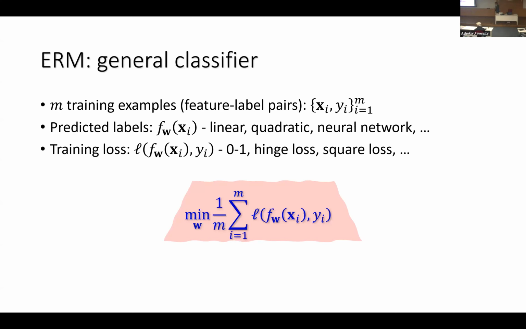And the training loss, again, loss could be anything, 0-1 loss, like we saw in the email example. It is either 0 or 1, or it could be 0 and then gradually increasing, like the hinge loss or square loss. All sorts of loss functions are possible. And we would form this kind of ERM problem.